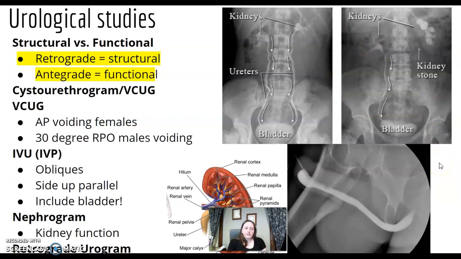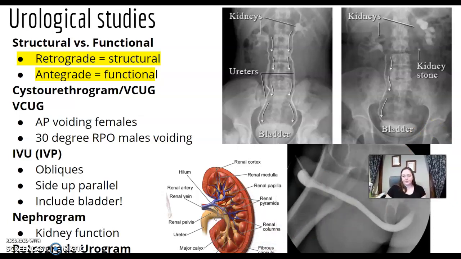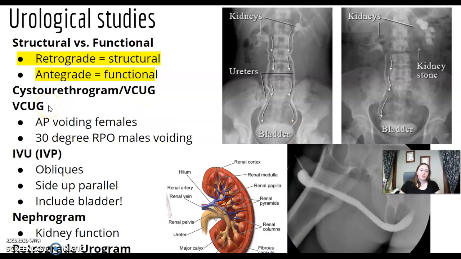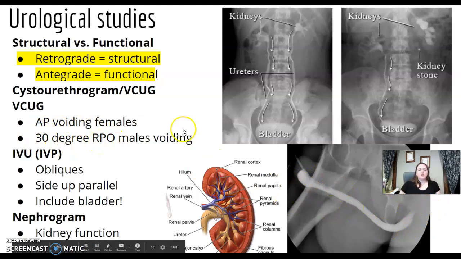The urological studies, know the difference between which one is structural and which one is for functional. So can you look at the different studies and determine which is which? VCUG, right? The V is for voiding. So we're looking to see the voiding function. Know the voiding positions for AP versus for male versus female. Females, they'll be AP. The RPO, 30 degree oblique, is used for males when voiding to separate the femurs.